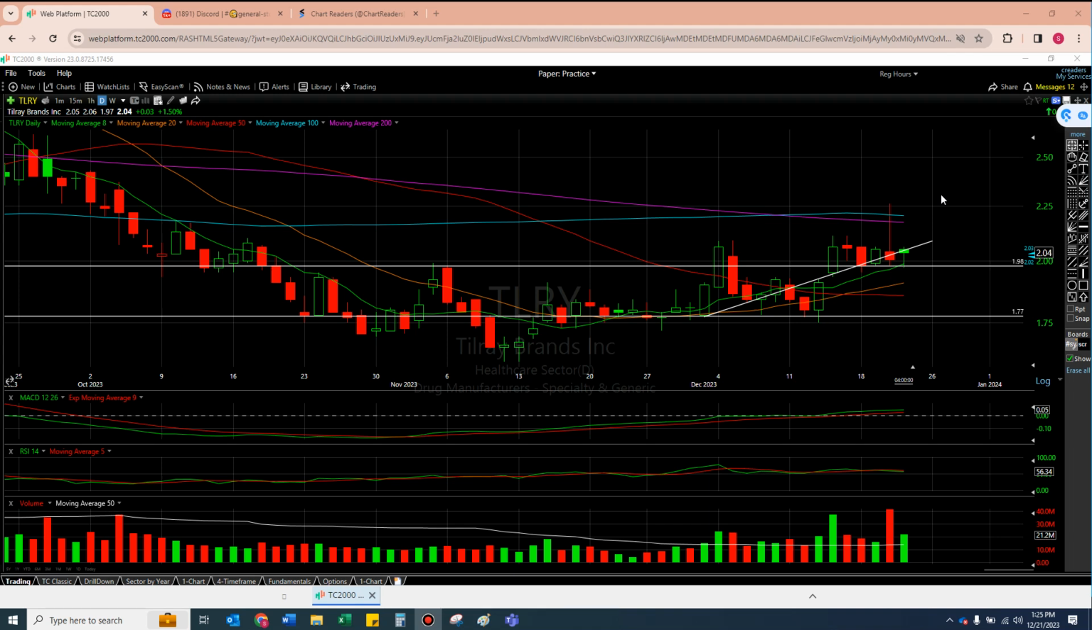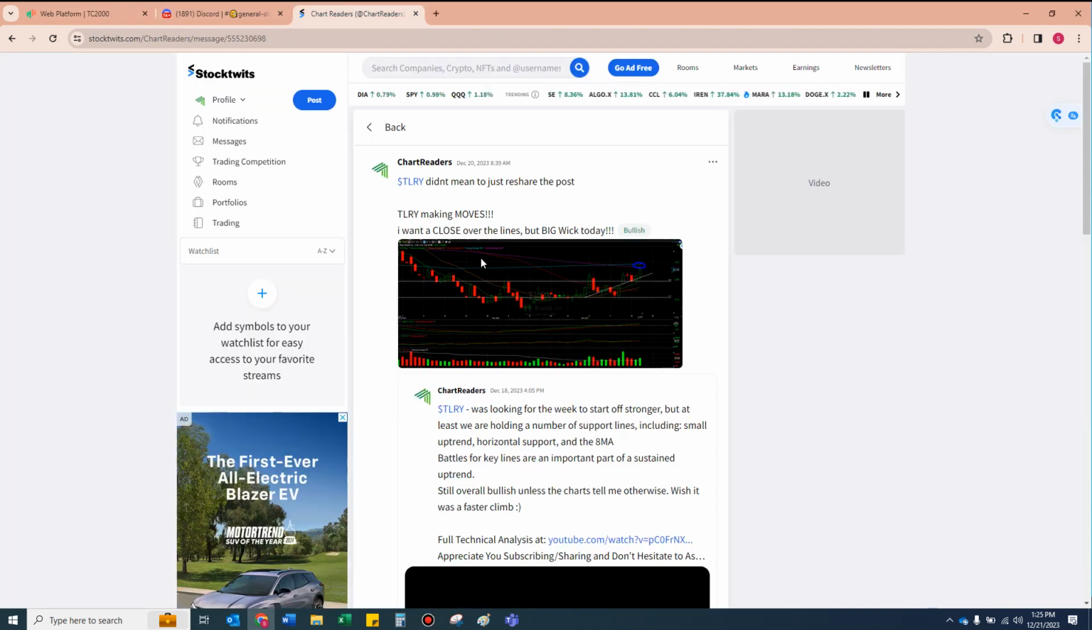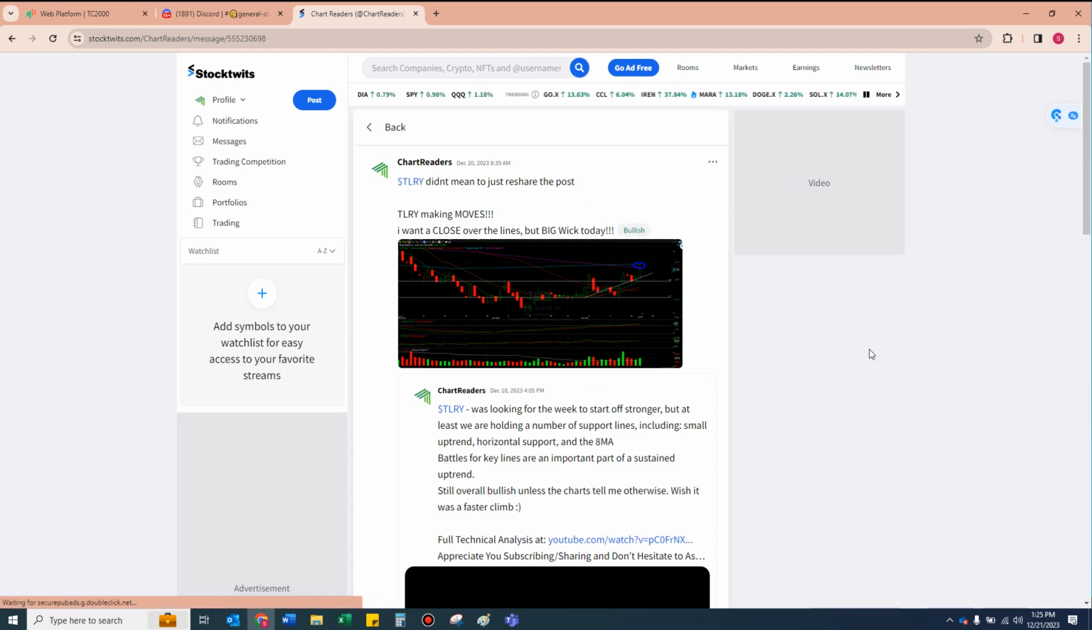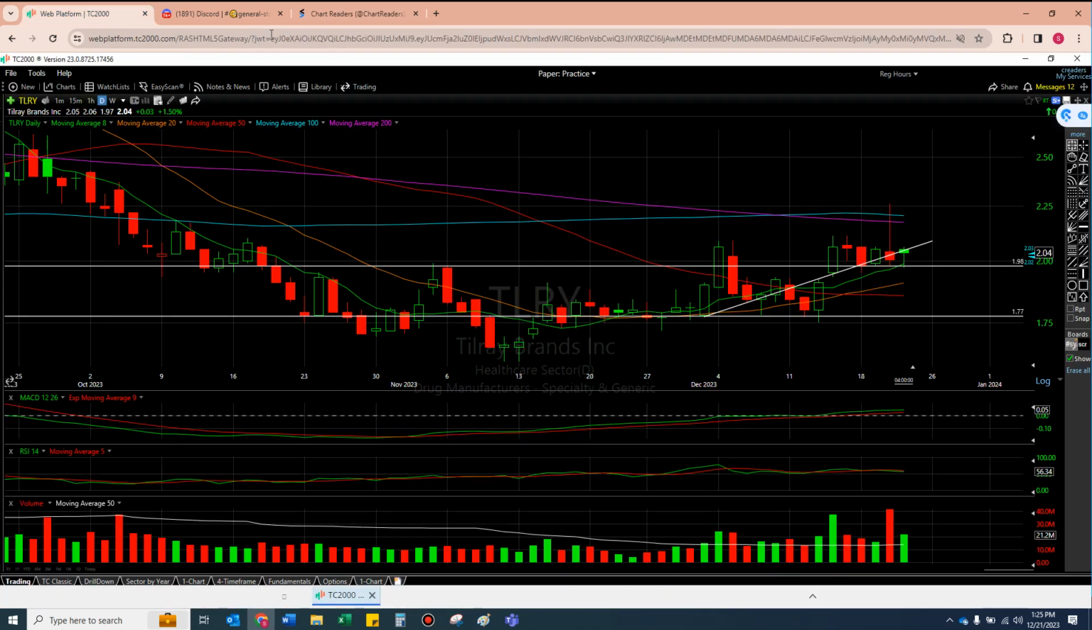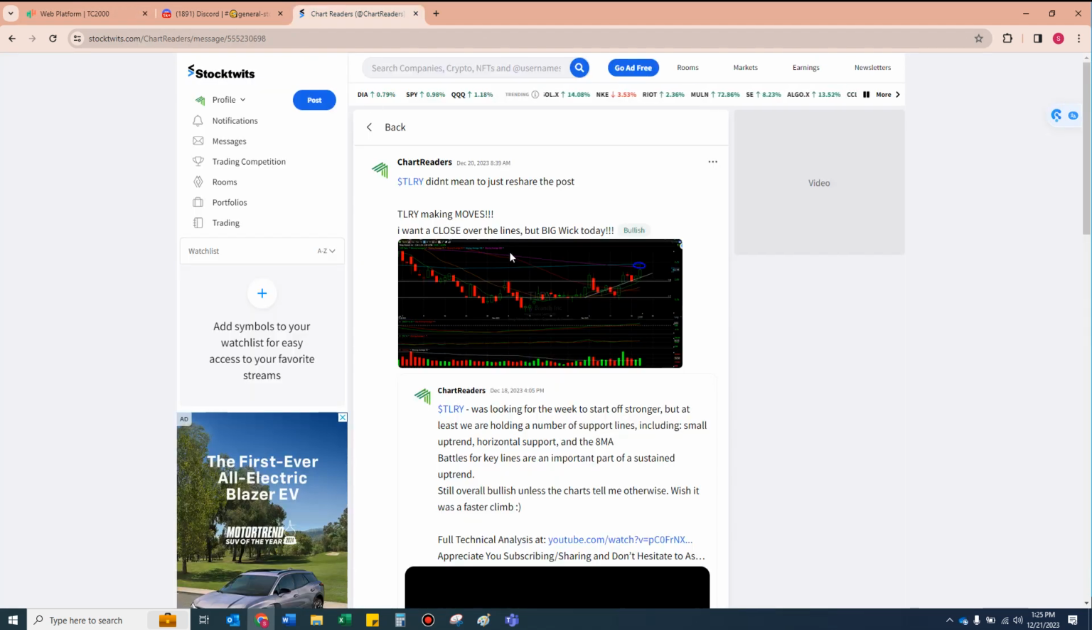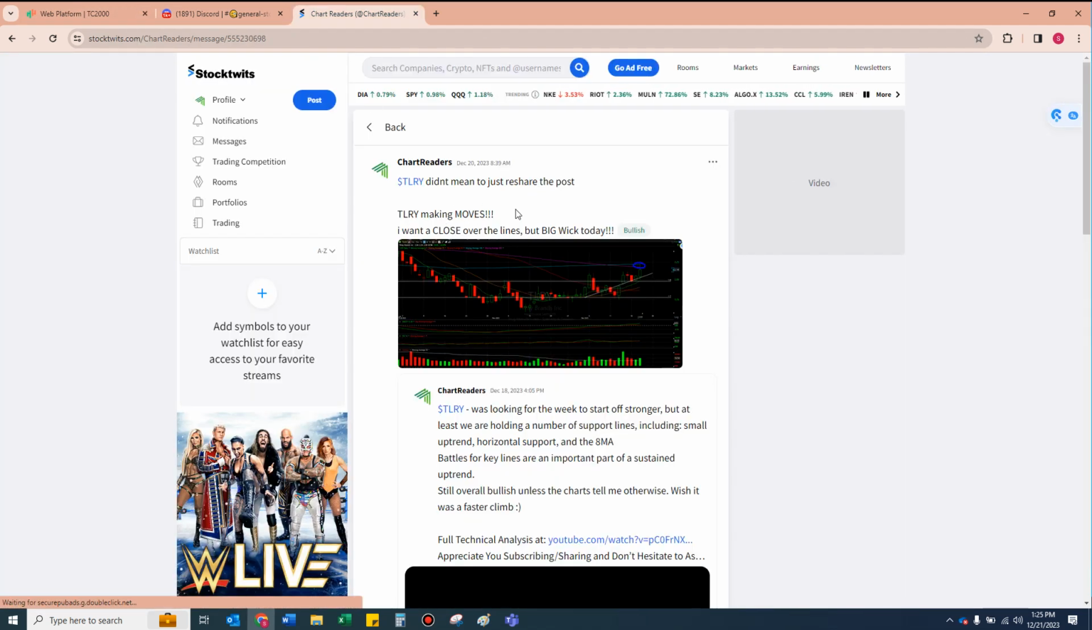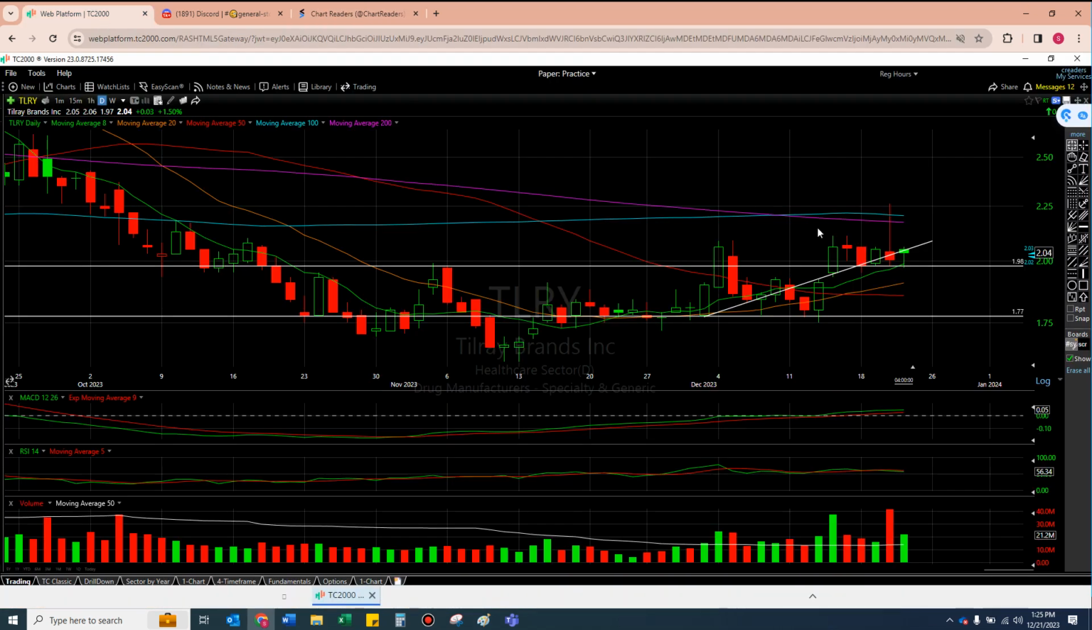But I got so excited yesterday that I actually posted something. I can't even pretend I didn't. At the time you can see it was a good green candle. The wick was obviously there, and the wick is obviously still here. It looked like Tilray was making moves. I did stress the close was important, but it was a big wick, and then the day changed dramatically.